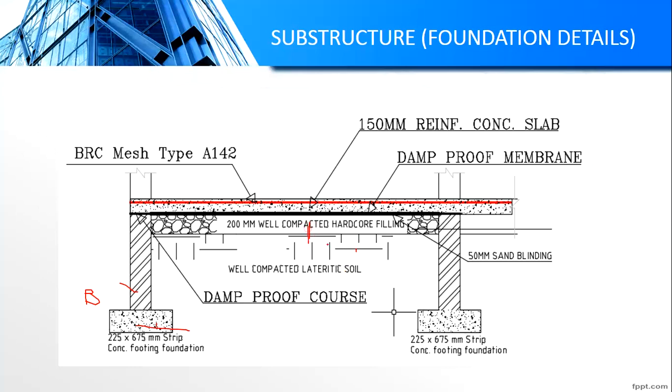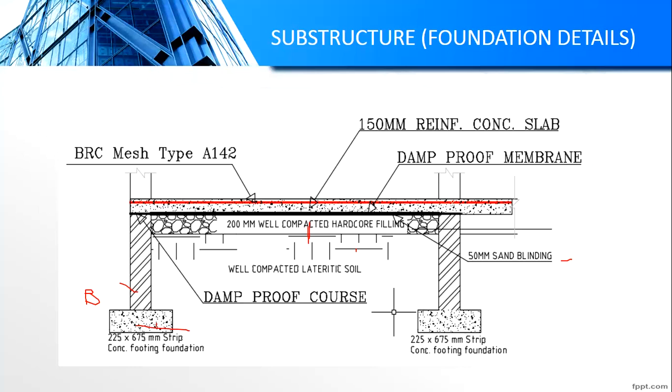After our hardcore filling, we have 50 mm sand blinding. The purpose of the sand blinding is to create a leveling surface for our DPM and also to prevent our DPM from tearing. After DPM, we have our BRC mesh, which is represented in red. After our BRC mesh, we have our reinforced concrete slab. Note, we have two schools of thought. This arrangement is for the first school of thought.